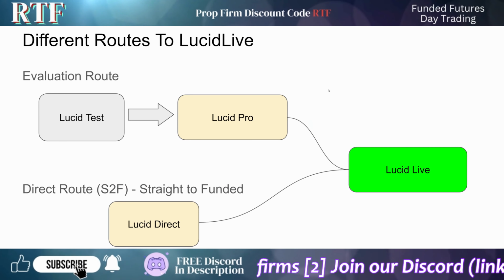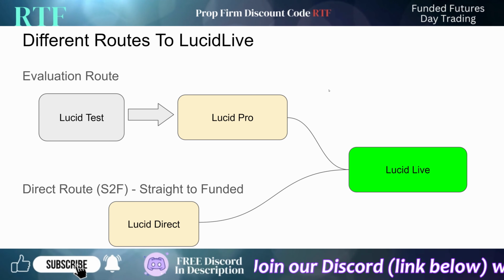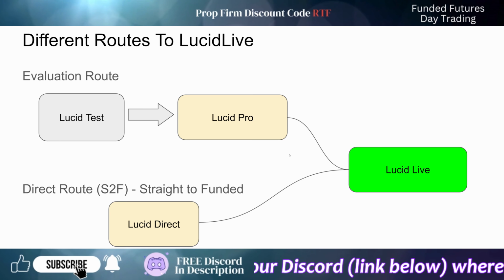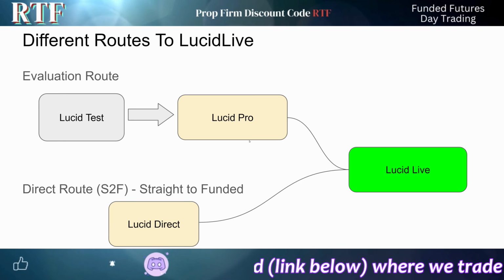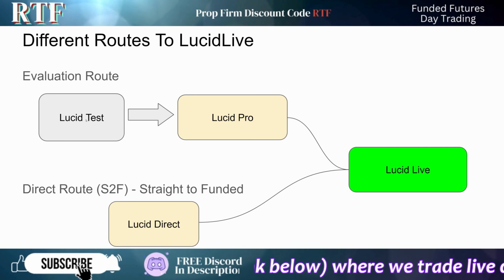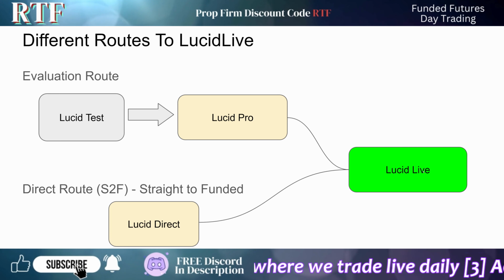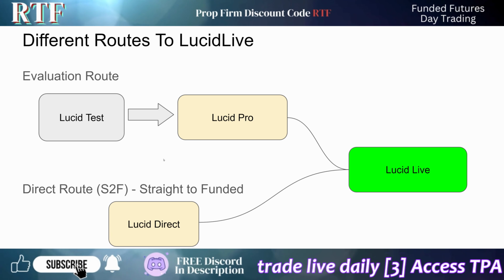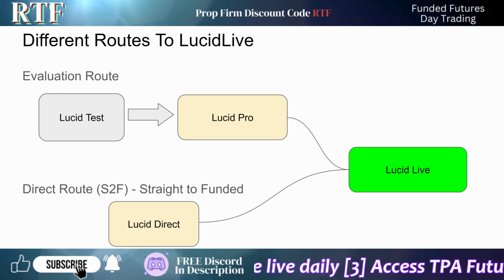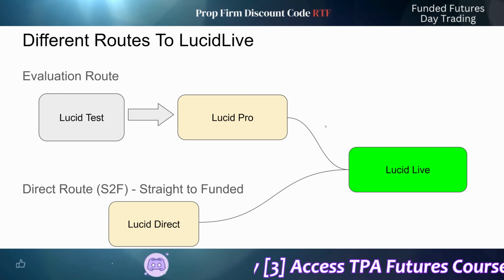The first thing that we have to understand about this rule is that there's actually two different versions of this rule, two different amounts. The first route that you can take to get funded for Lucid Live is the evaluation route, right? That's where you take the test and then you go onto the Lucid Pro account, which then goes through to the Lucid Live account. The second way is the direct route, which is straight to funded, and that involves purchasing a Lucid Direct account on the website, and from that, you can go directly into the Lucid Live account.